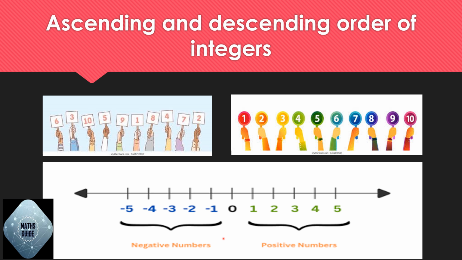Now look at this 0. As we move toward the right side of the 0, the value of the number increases. And as we move to the left side of the 0, the value of each number decreases. For example, this -1 is greater than -2, and this -2 is greater than -3, and so on. So it's clear that towards the negative side, as the number increases, its value decreases.